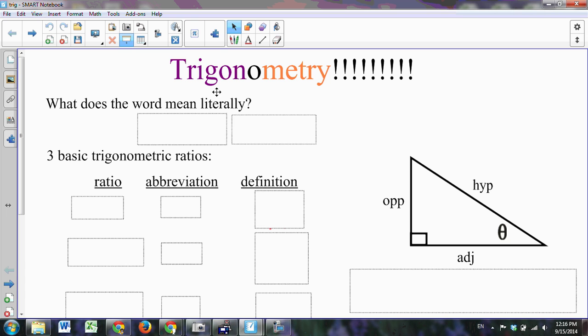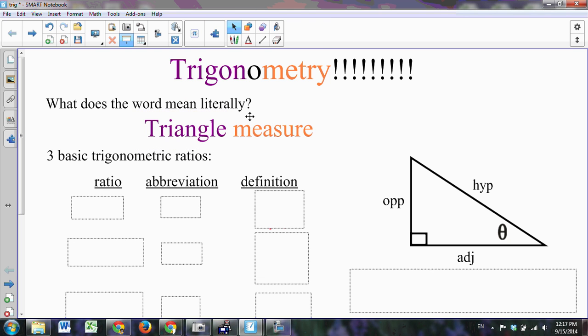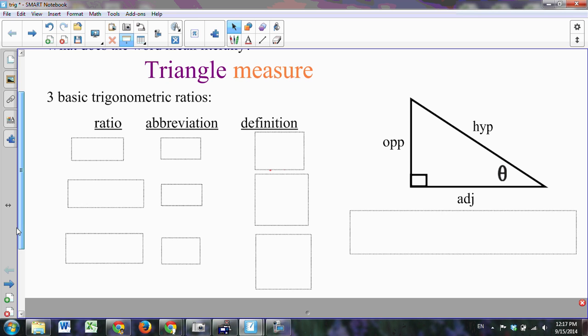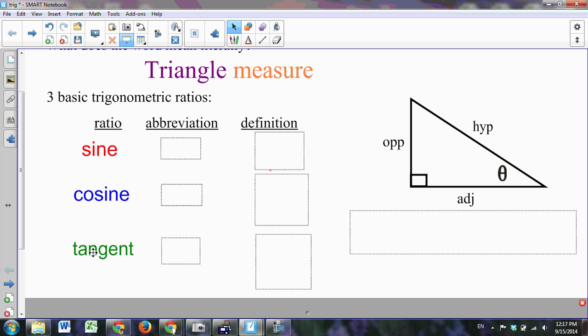First of all, trigonometry. Metry is measure of. Like a meter is a basic measure. Trigon literally means triangle. So trigonometry really is the measuring of triangles. Specifically, we're talking about right triangles when we're dealing with trigonometry. And there are three basic trigonometric ratios that we learn in geometry, and those are sine, cosine, and tangent.